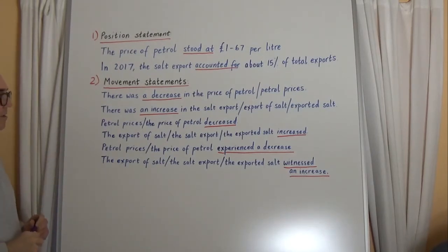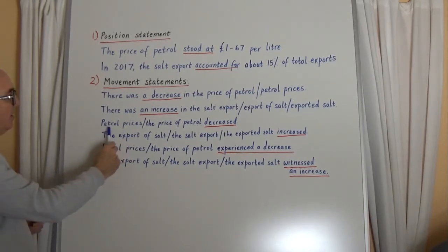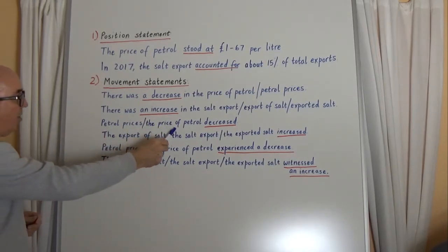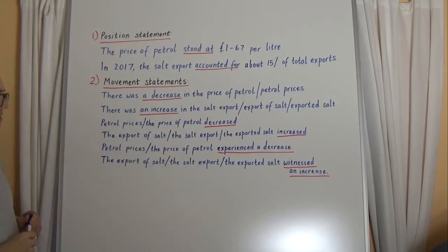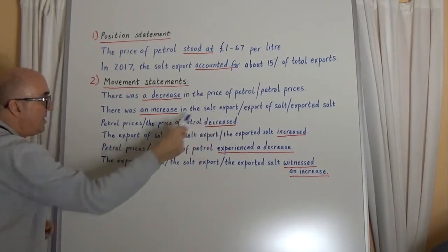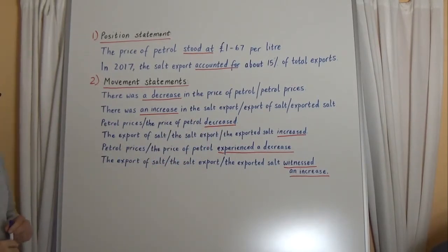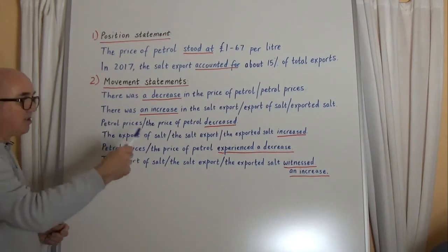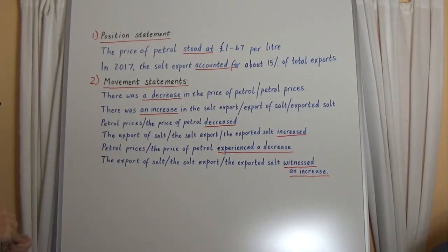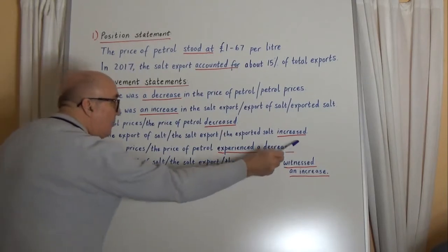Petrol prices decreased. The price of petrol decreased. So here we simply have decreased with the ED, because that's what happened in the past. Now, the export of salt increased. The salt export increased. The exported salt increased, because that's what it did in the past. And there's the ed regular verb.